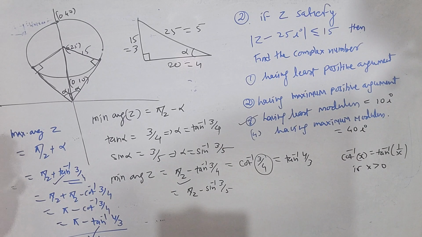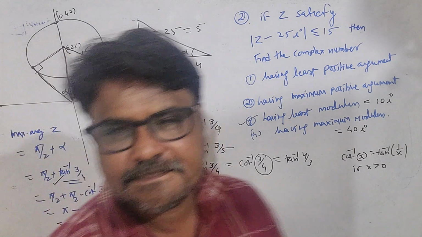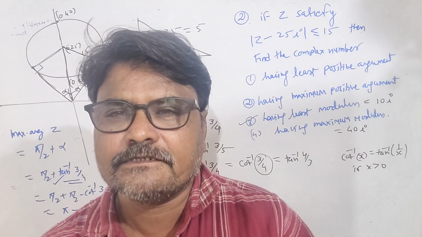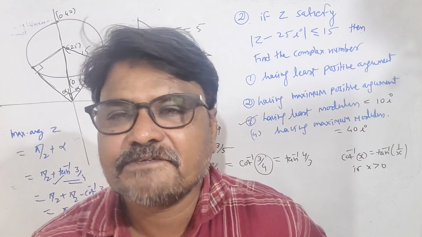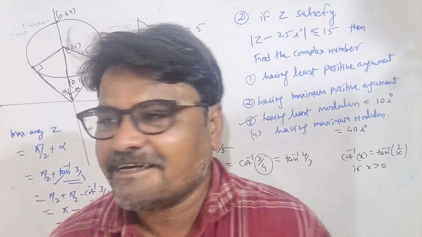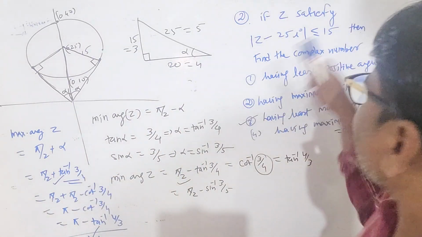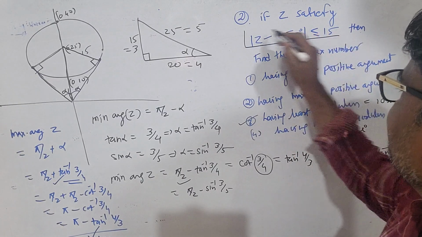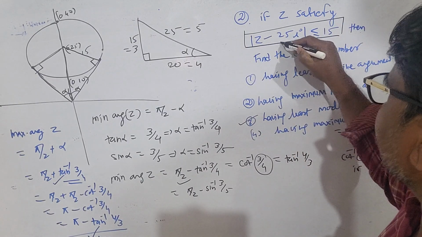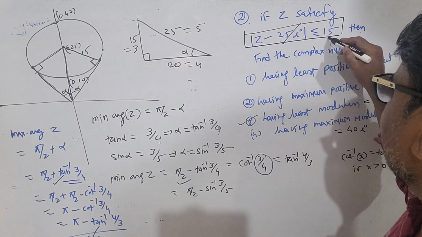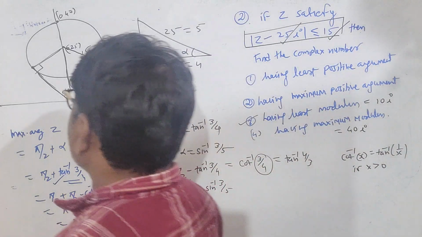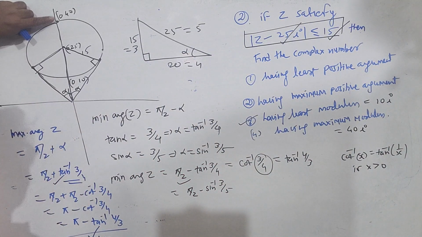So I hope that here we have used only the basic concept of argument of z. Rather, the most important concept we have used is the locus. That is, this represents a circle with center at (0, 25), radius 15, and from this we can say that if z lies here, then that will have the maximum modulus.